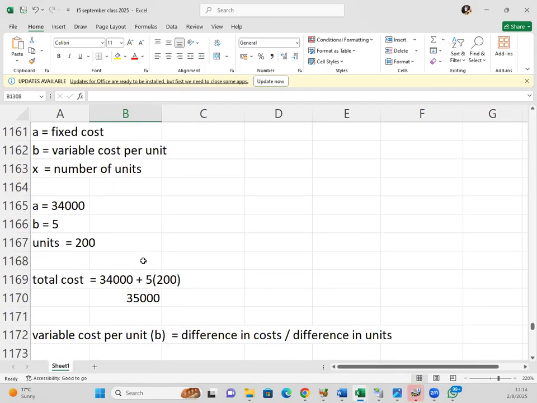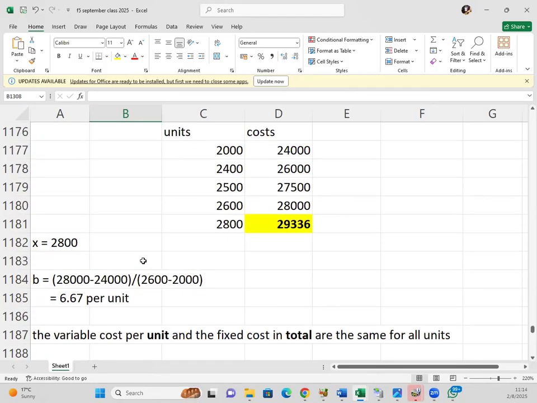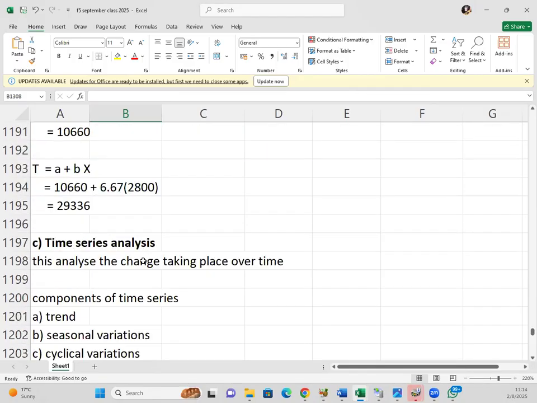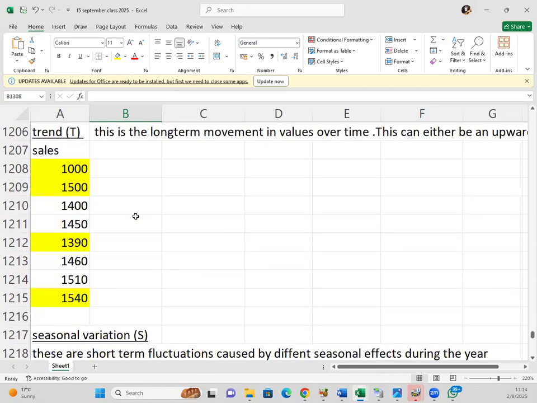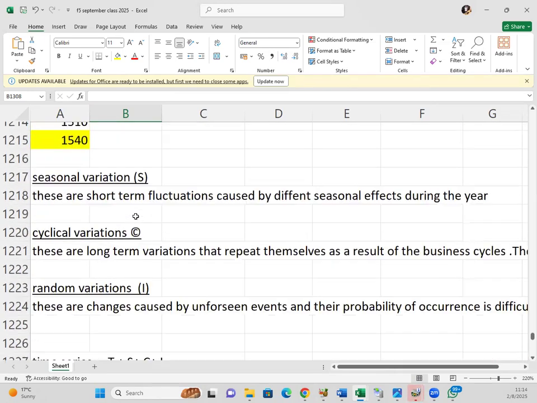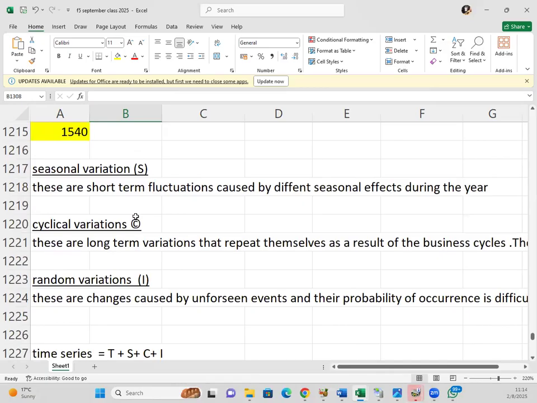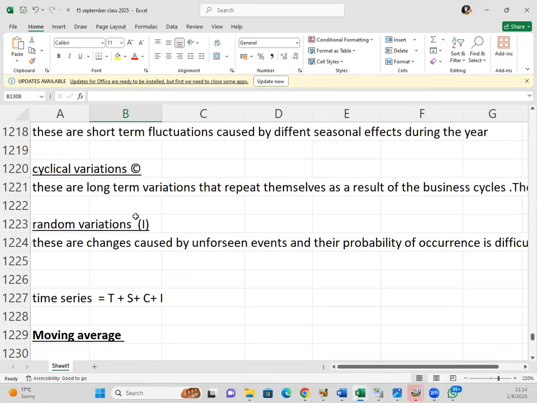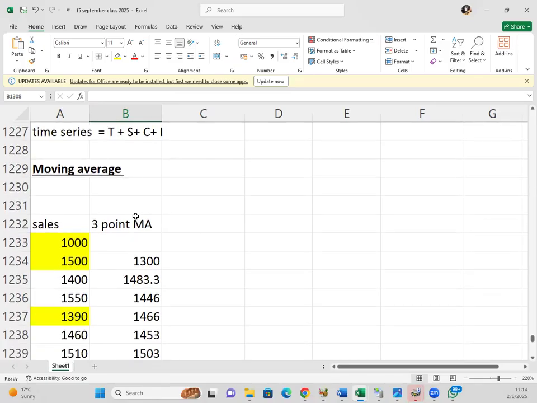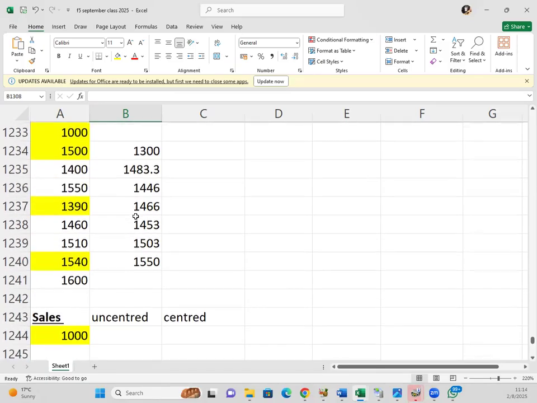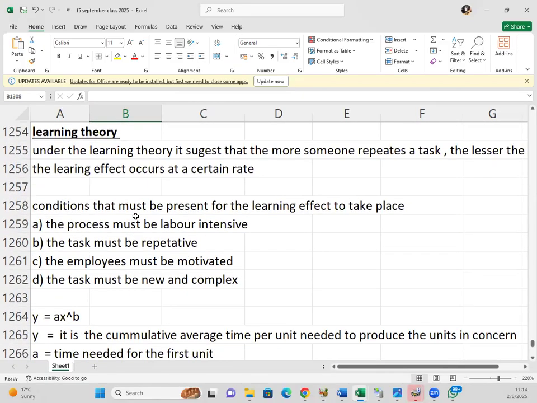Then besides the high-low method, we also did talk about the time series analysis. So the time series analysis looks at the change over time. So there can be a trend, an upward or a downward trend. The changes can be as a result of seasonal variations, as a result of changes in business cycle, as a result of random variables.